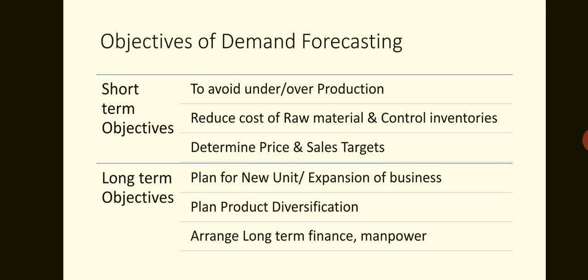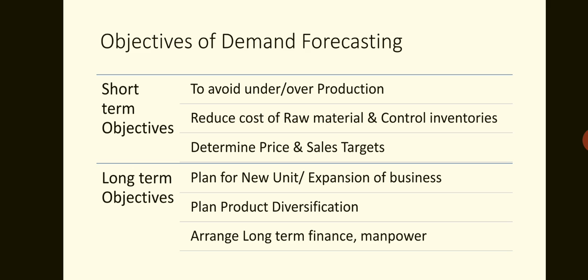Then determine price and sales target. Yes, if we forecast that demand is going to rise in this festive season, what will we do? We make price decisions, like we may provide discounts, or we may hike price if demand is going to rise in the near future. And we give some sales targets, like in festive seasons Amazon and Flipkart introduce some new schemes like Big Billion Days and Great Indian Festival, etc.